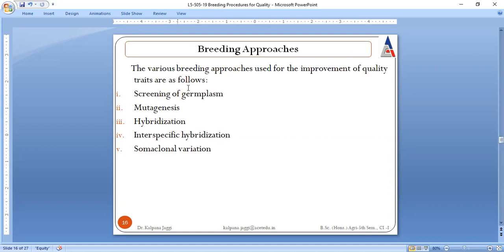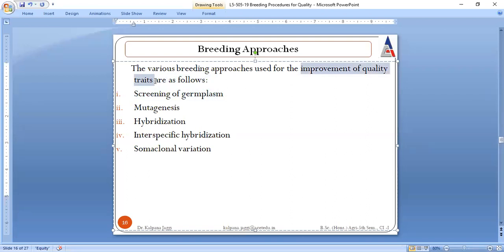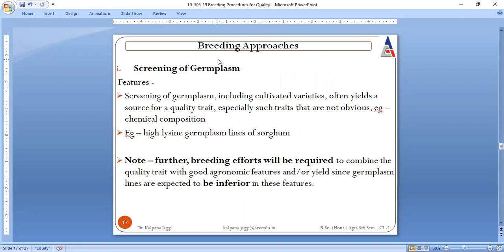Within the breeding approaches, we must ensure that whatever approach we use is for the improvement of quality traits. Again, I focus on the improvement of quality traits. Here, we will discuss only the protein quality. So here is the very first breeding approach, that is screening of germplasm. What is screening of germplasm? We know germplasm is a gene pool where all the genes present for a particular species are available.